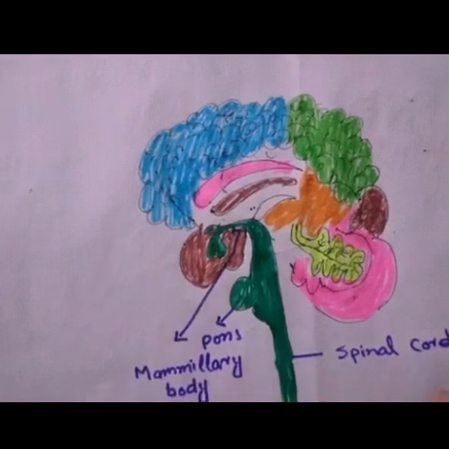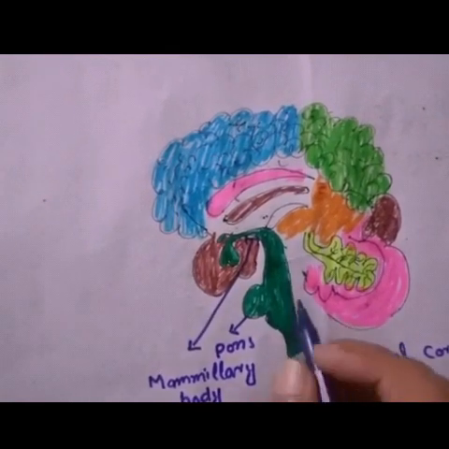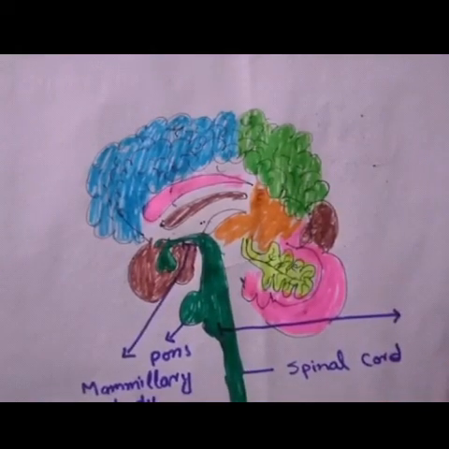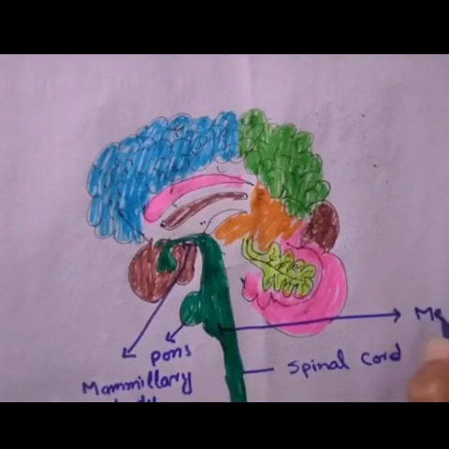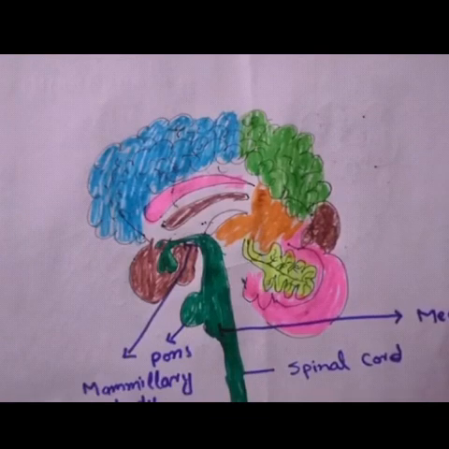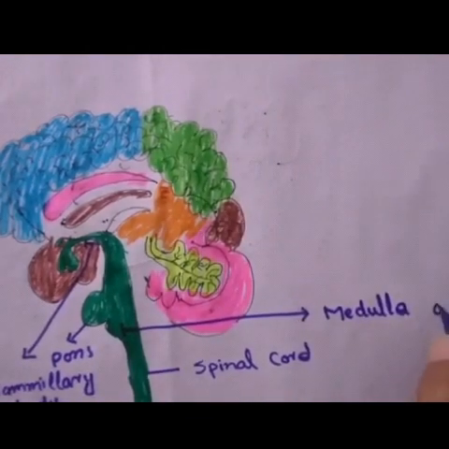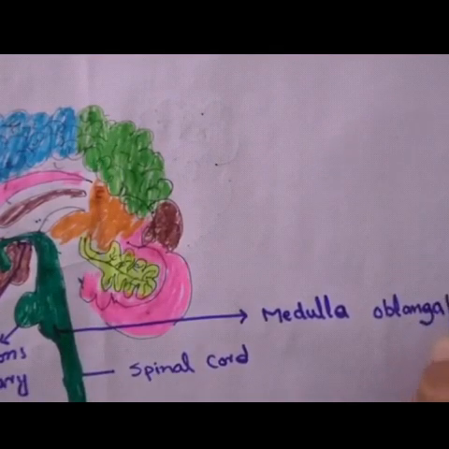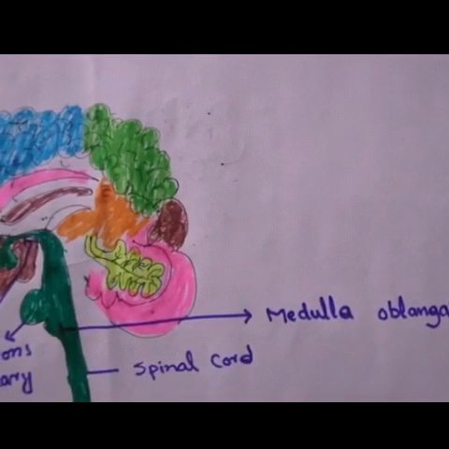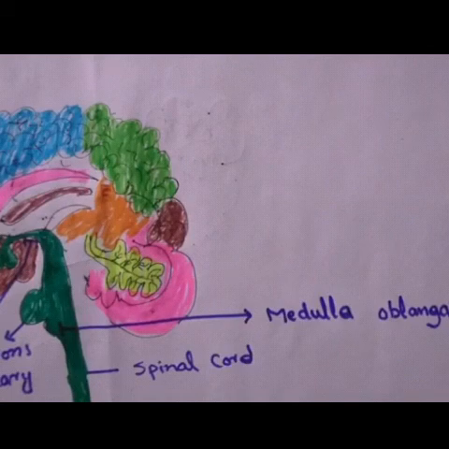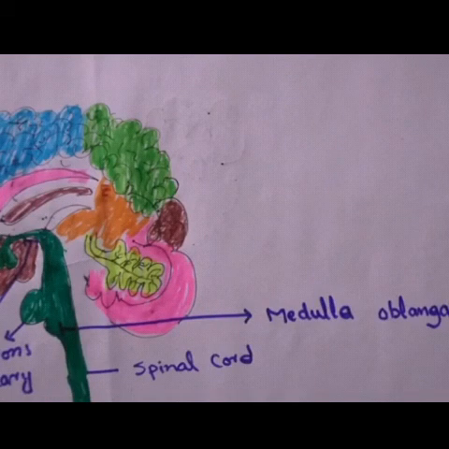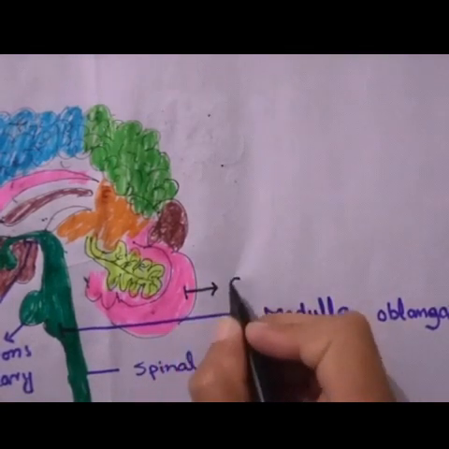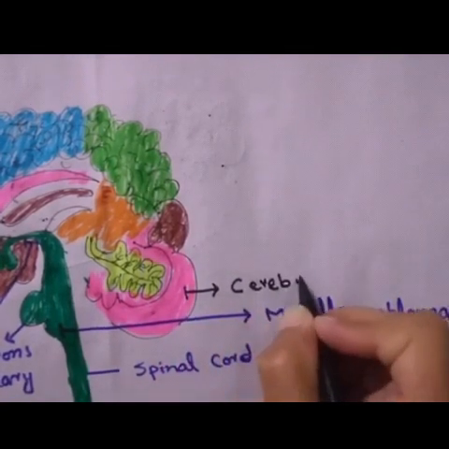The medulla oblongata is the most inferior part of the brain stem. It contains nuclei that regulate vital visceral activity. It contains centers that control heart rate, blood pressure, breathing, swallowing, and vomiting, among others. After the medulla oblongata, this area is called the cerebellum.